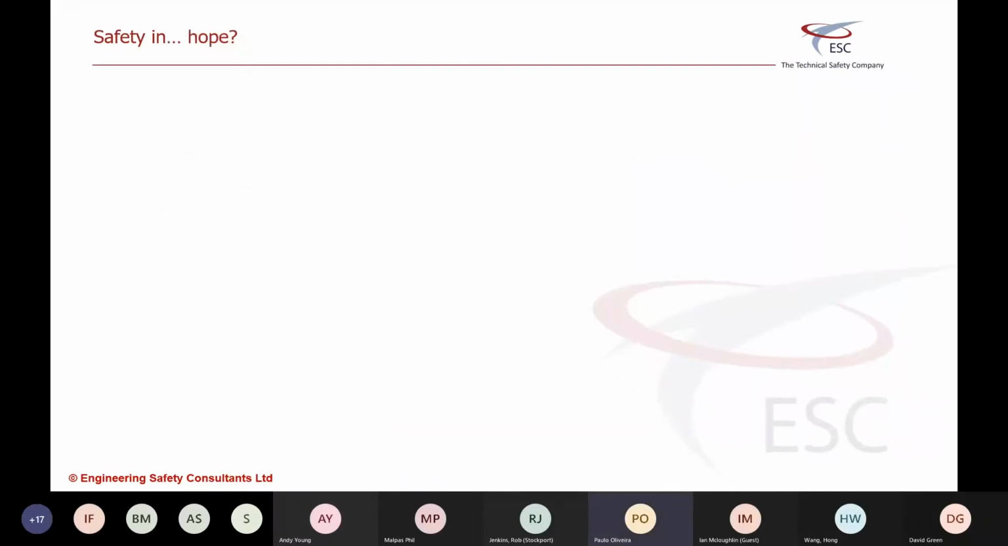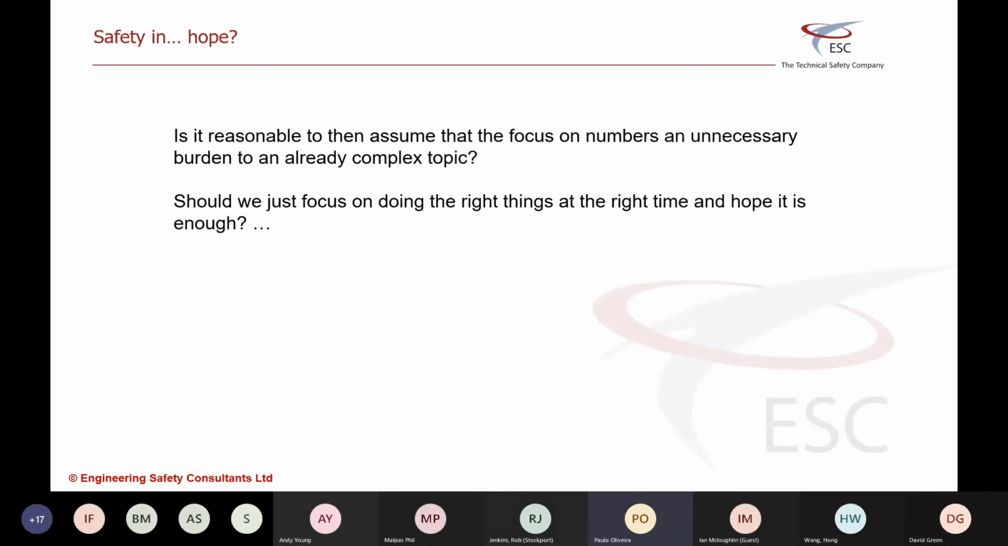So if we can't have safety in our numbers and can't have that warm fuzzy feeling in our numbers, what can we do? Is it reasonable for us to assume that we're focusing on numbers and we shouldn't do it? It's already complex enough to do systems engineering, and we're not putting numbers to it. Well, should we just focus on doing what we know is the right thing and hope it's enough? There's loads of guidance there on how to do the right thing, and we could just do that, and, you know, fingers crossed, we won't be unlucky.